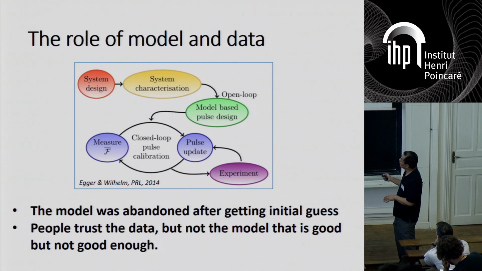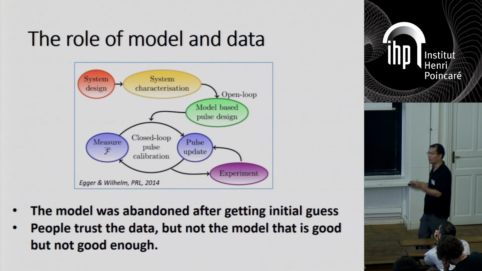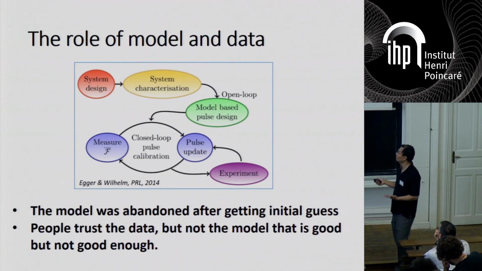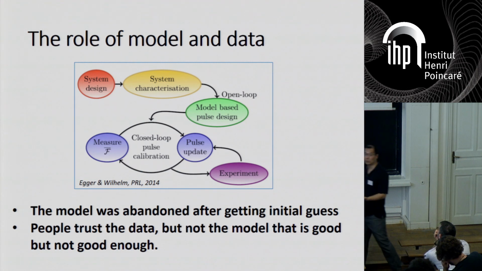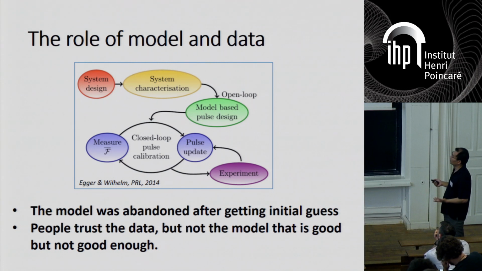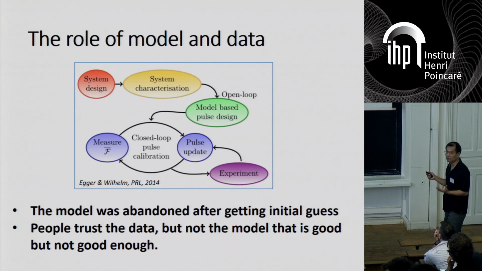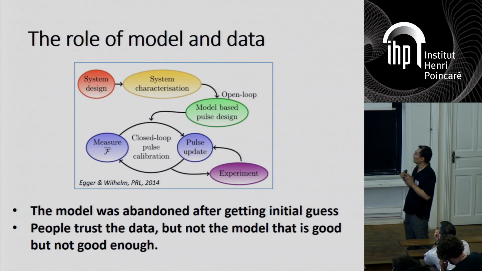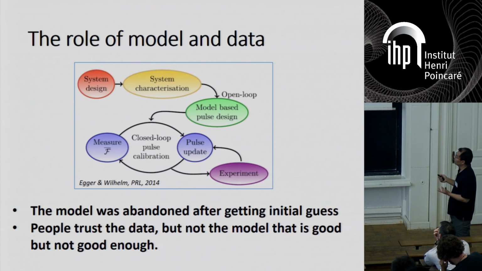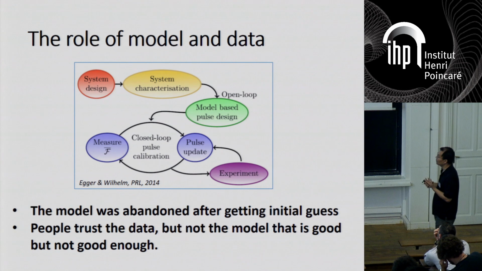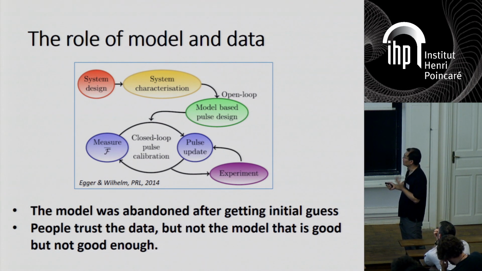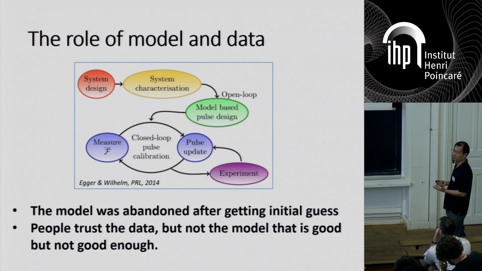Then in the following closed loop iterative learning, they just use the measurement data. You apply the pulse to the system, measure, and then use the result to update your field, and on and on, and you can get a very good solution. So this is actually a two-stage optimization. In the first stage, you use the model to get a good but not good enough control, and then in the following optimization, people actually do not trust the model. They only trust the data. They only use the data to optimize the field.